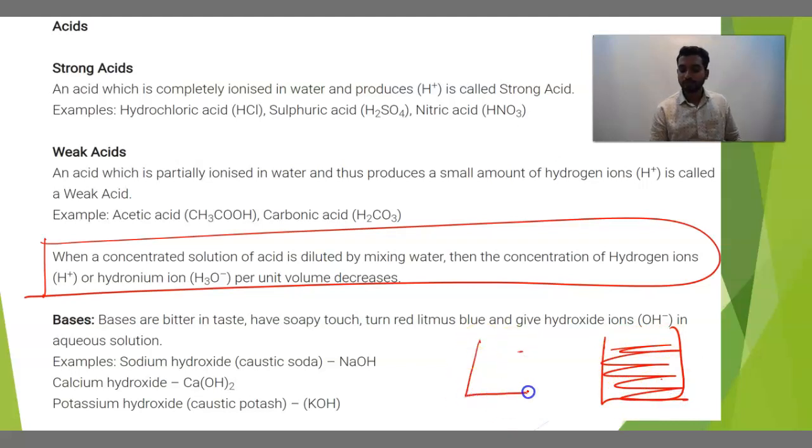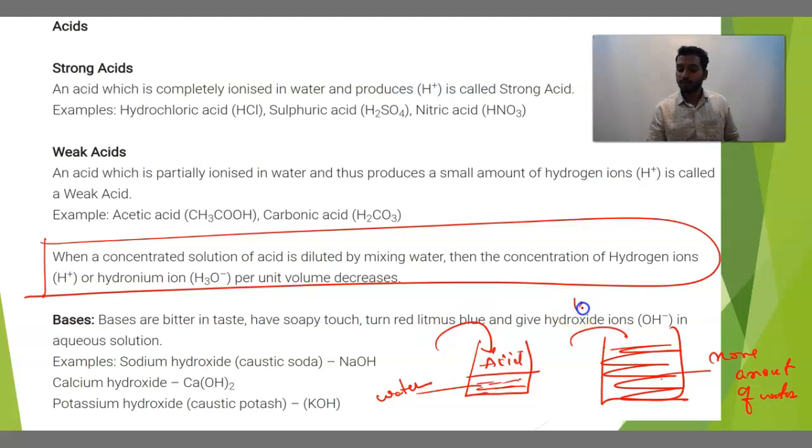Example. Here I have taken less amount of water. Here I have taken more amount of water. Less water, I am adding more acid. More water, less acid. So what happens? Water content is more, acid content is less, so the concentration will decrease. Less water, more acid, concentration will increase. This is what it means to say.